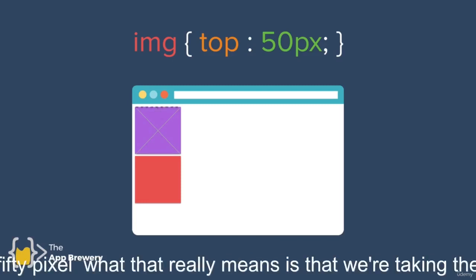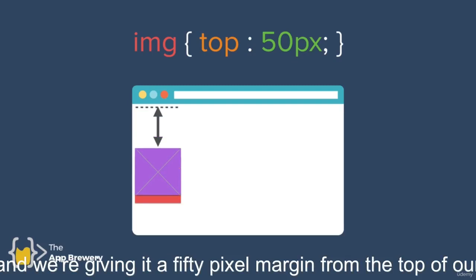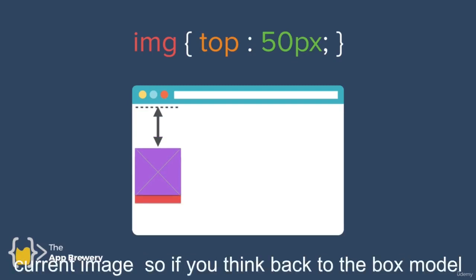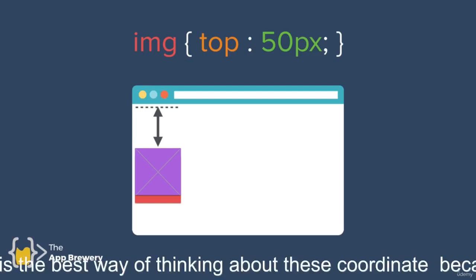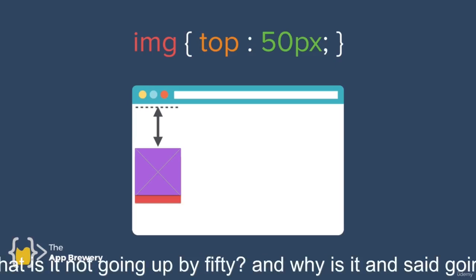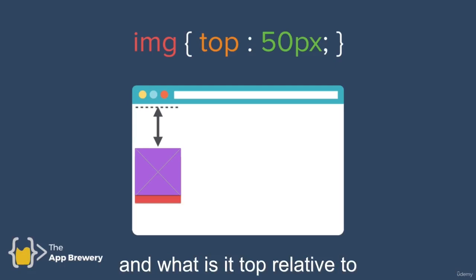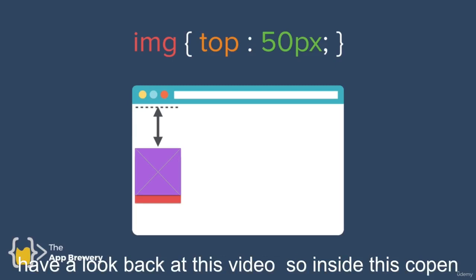What that really means is that we're taking the top of where that image used to be and we're giving it a 50 pixel margin from the top of our current image. So if you think back to the box model, when we spoke about margins, this is the best way of thinking about these coordinates, because very often students tend to ask, if it's top 50, why is it not going up by 50? And why is it instead going down? And what is it top relative to? So if you get confused, have a look back at this video.